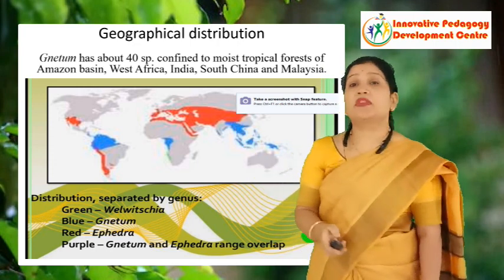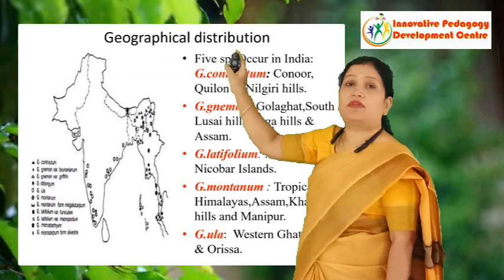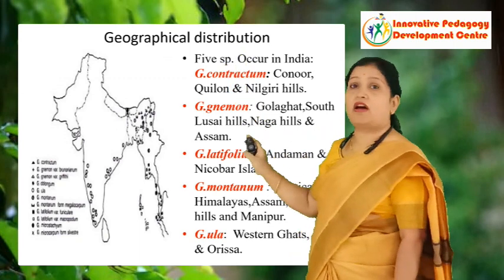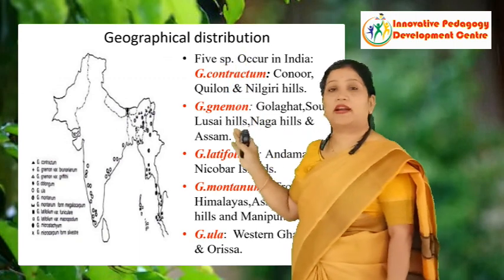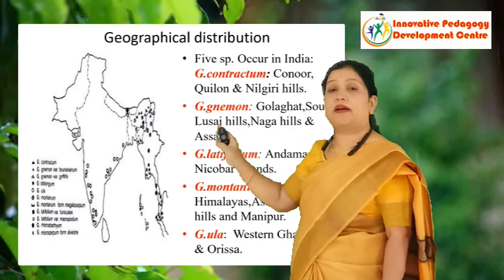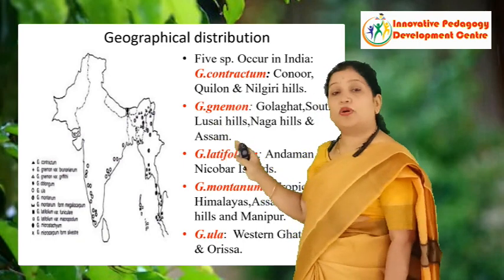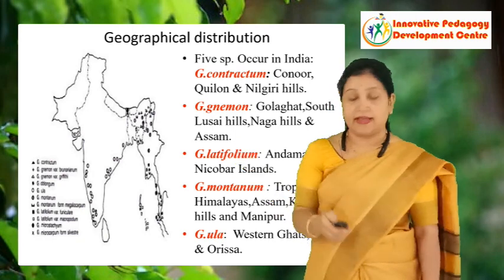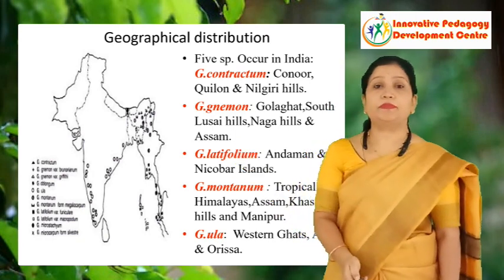In India, there are 5 species found in all, and they are Gnetum contractum, Gnetum gnemon, which is a tree species, Gnetum latifolium, Gnetum montanum, and the most commonly found species is Gnetum ula.